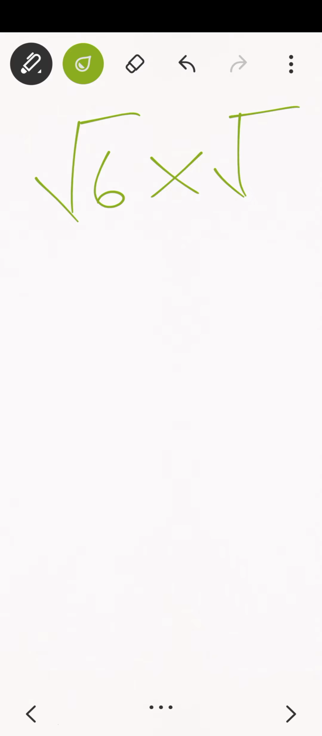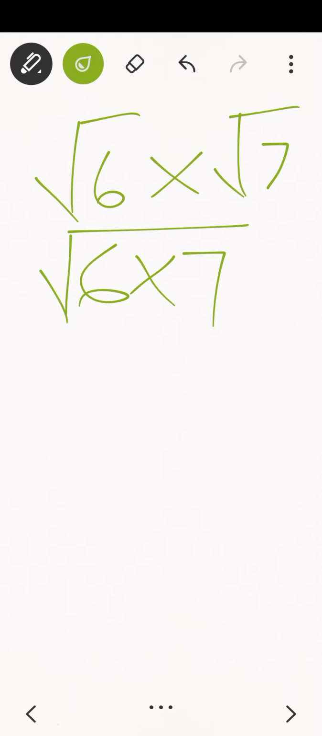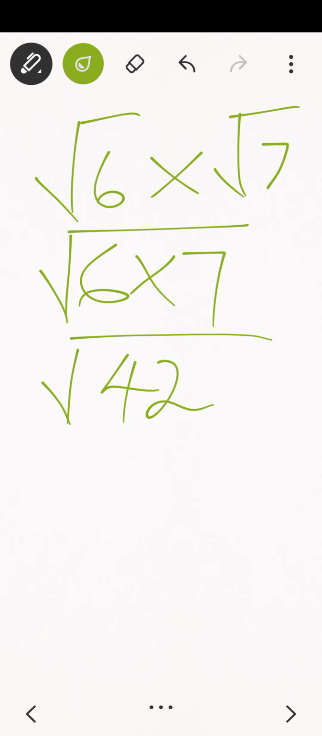Now again, if you have as an example root 6 by root, let's say 7, good. Again, what we do is we just extend the radical sign and multiply the two numbers. So here 6 by 7 should give us 42, and that should be the final answer, root 42.